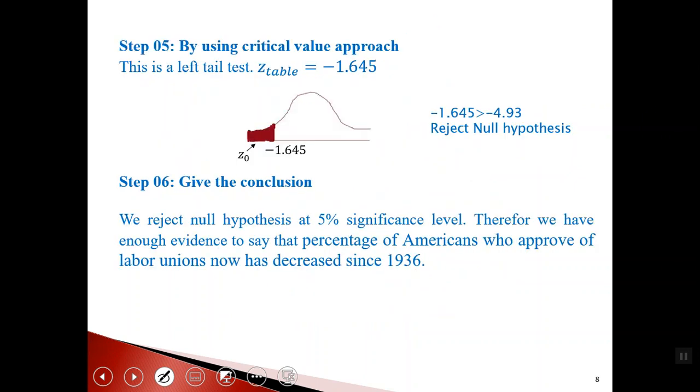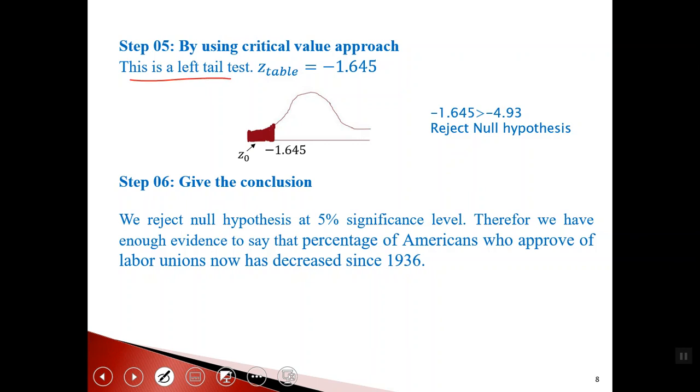Okay, you have to decide which approach you are going to use here. I think one step is enough because we have done these examples in the last chapter. So let's use the critical value approach. Okay, so this is a left tail test.